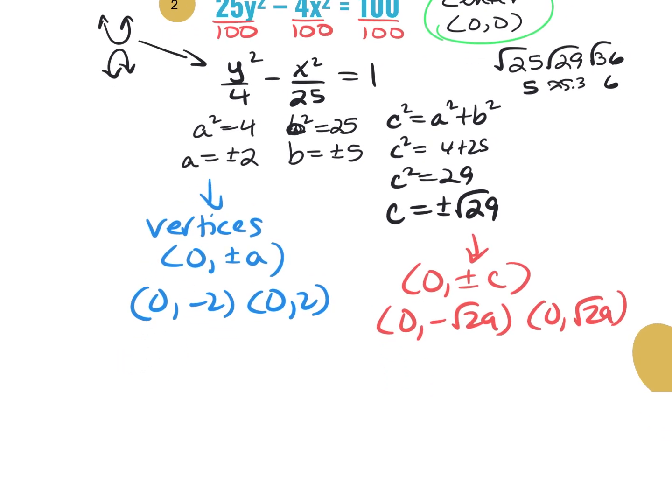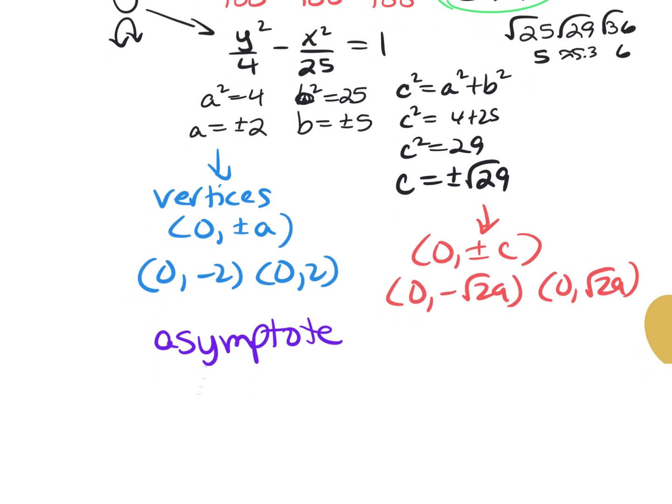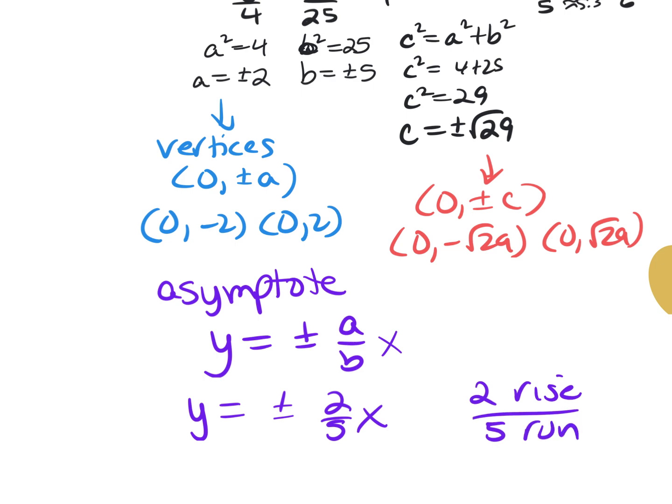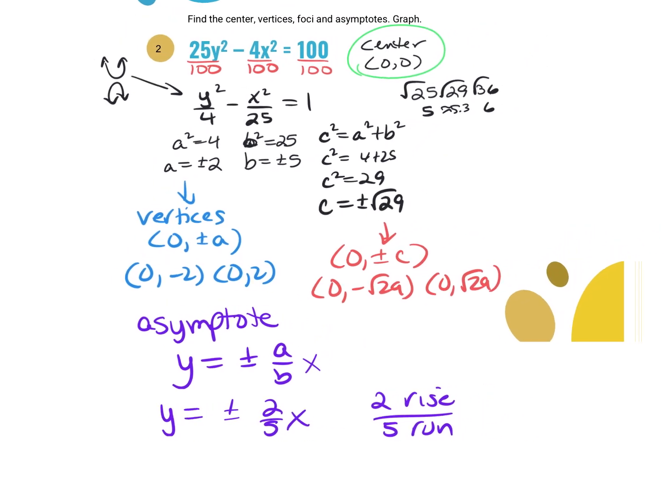And for my asymptote, because my equation is vertical, it's going to be y equals plus or minus a over b x. So then let's fill it in. So plus or minus 2 over 5x. Again, my slope, I'm going to be rising 2 and running 5 from the center point. So let's go ahead and get all this information onto the graph.